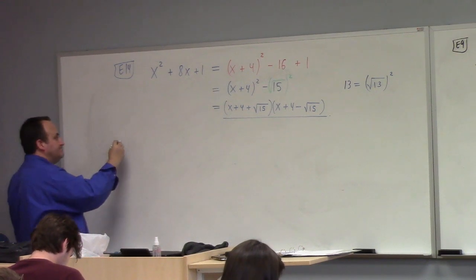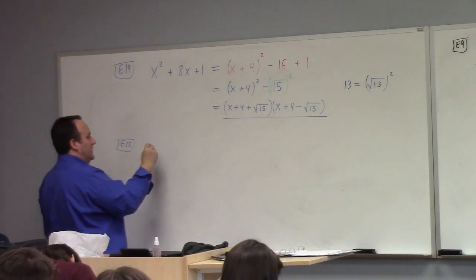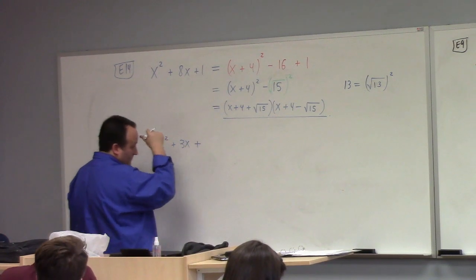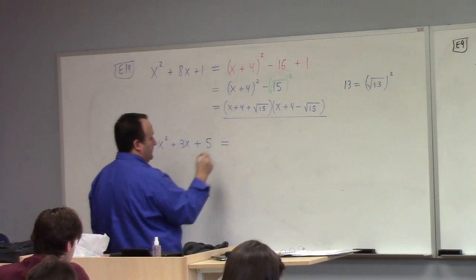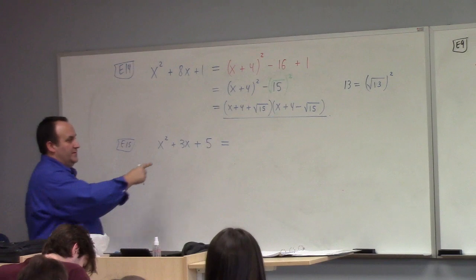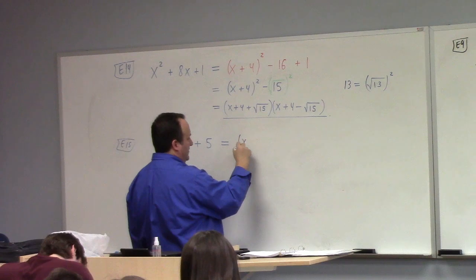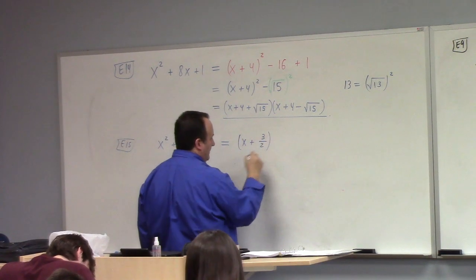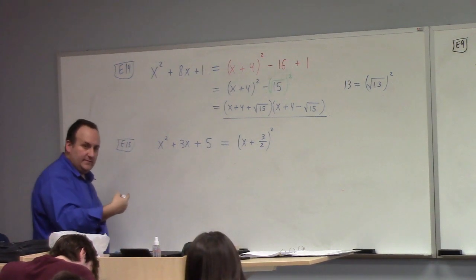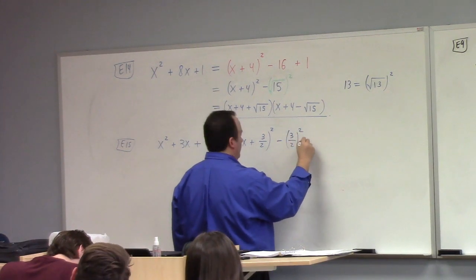Let's see here, another example. Let's work one with a fraction, yeah? So x squared plus 3x plus 5. So this one's annoying because we can't help but work with fractions. So what's half of 3? 1.5, yeah. Or we could write (x + 3/2), right? We square that. I have to subtract the square of the thing I added. That's the completing the square step. So minus (3/2) squared, and then plus 5.